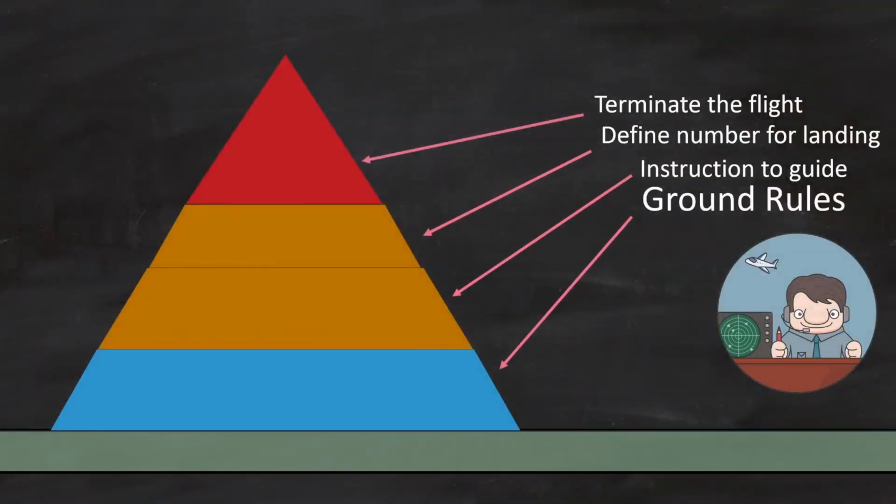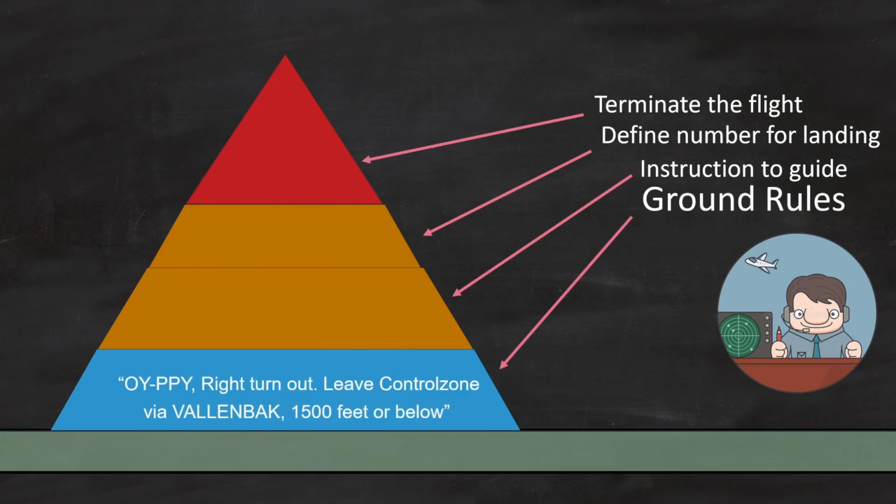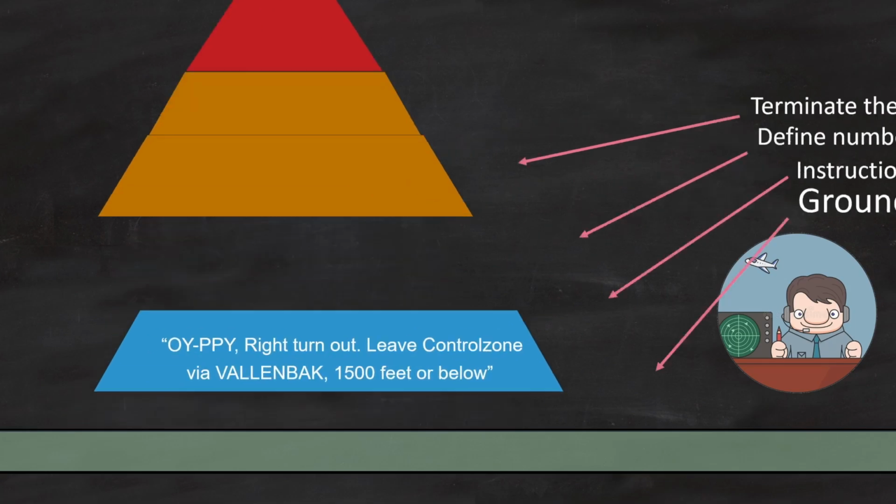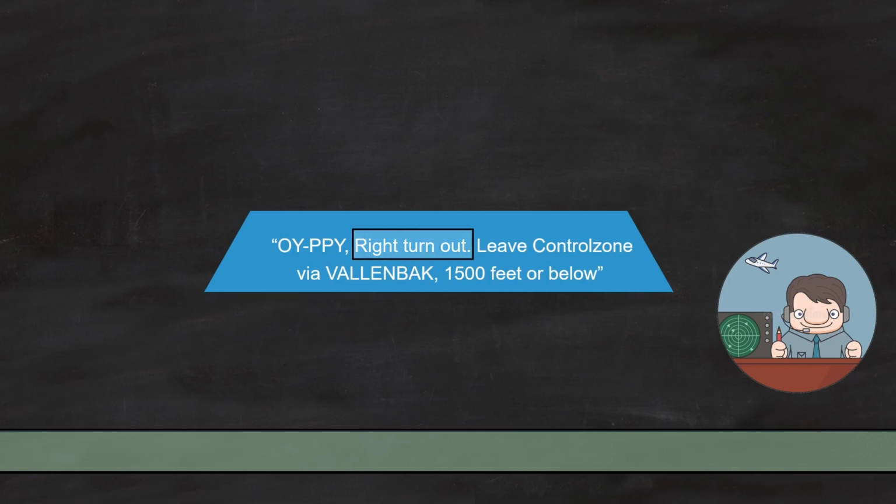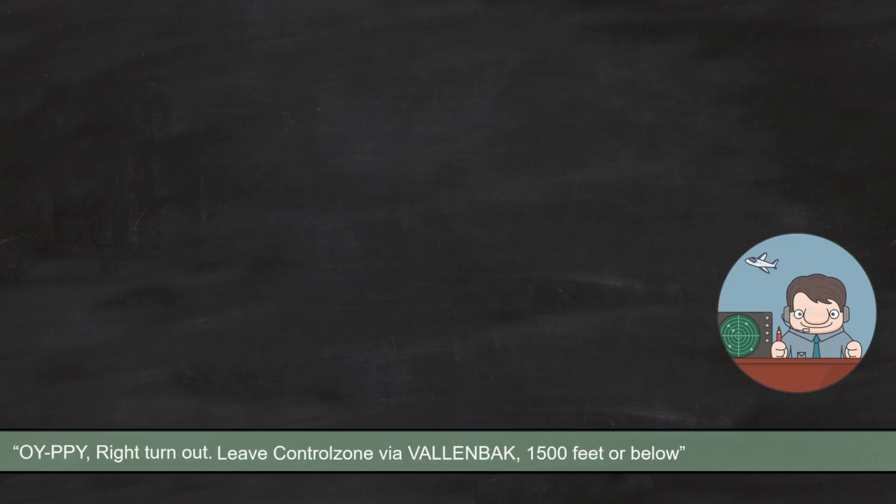As he reports ready for departure, let's go back to our pyramid. You always start, before takeoff clearance or anything else, outline the foundation, the clearance limit, the ATC clearance. Oscar Yankee, Papa Yankee, after departure, right turn out, leave control zone via VATSIM-Spec, 1,500 feet or below. There. Ground rules are laid. So what are the ground rules here actually? Now again, be careful. This is the ground rules.